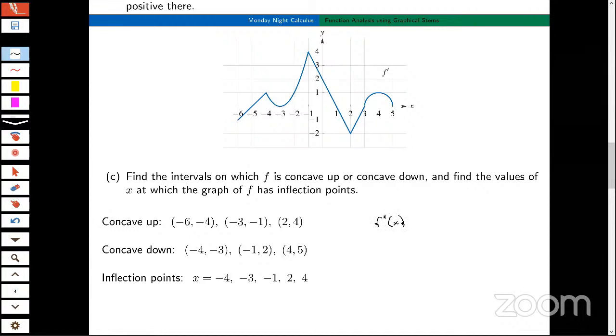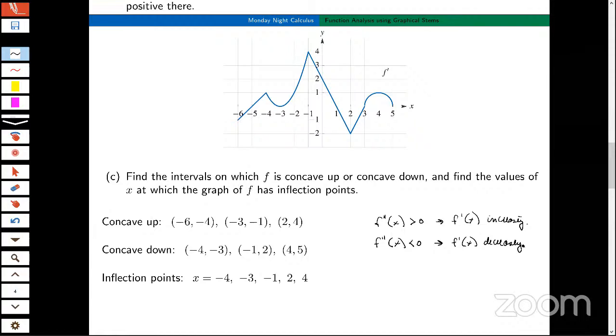We know that f is concave up if f double prime of x is greater than 0. If that's true, then f prime of x is increasing. So I can look at this graph of f prime and identify where f prime is increasing, and that'll tell me where the graph of f is concave up. Similarly, if f double prime is less than 0, we know that the graph of f is concave down, and f prime of x is decreasing. And so I can use the graph here to answer this question.